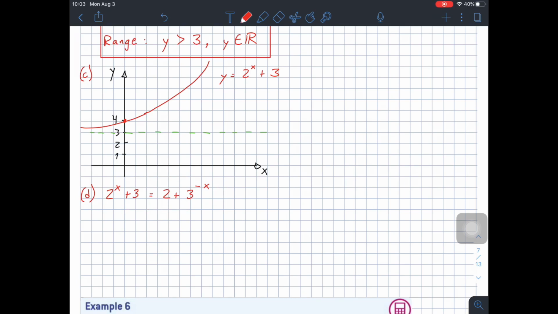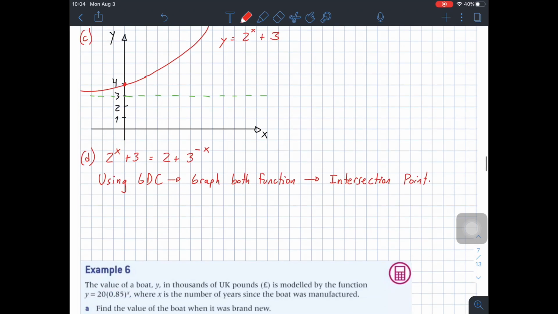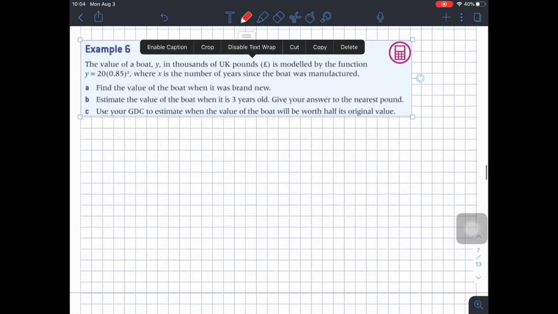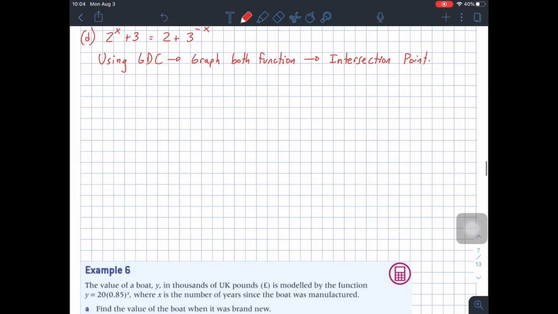How do we do that? Let me show you. I'm going to write some steps here first. So using GDC, we're going to graph both functions. And we're going to find the intersection point. So that's all we're going to do for this part. Let me take this a little bit down. There. So I can put the graph.